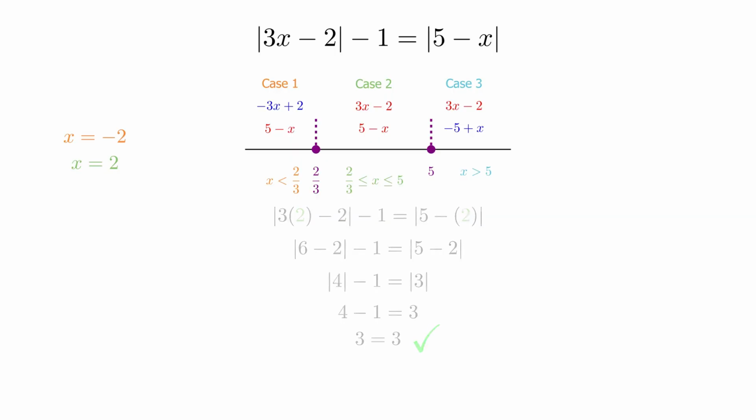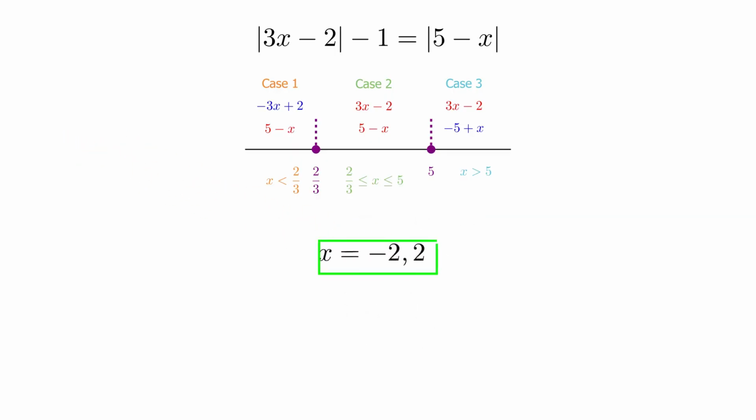So this confirms that negative 2 and 2 are the solutions to this absolute value equation. And there you have it.